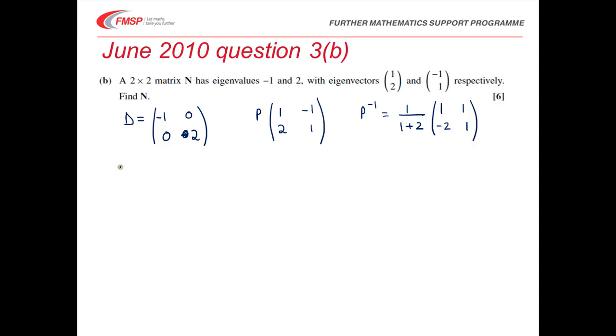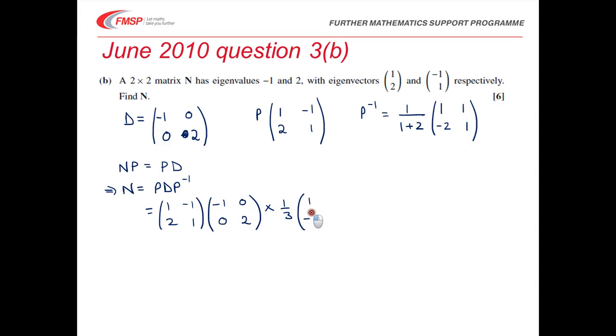And then I know that my matrix times the matrix of eigenvectors is the same as the matrix of eigenvectors multiplied by the diagonal matrix of eigenvalues. And that gives me that n is equal to P D P inverse, which I'm now going to calculate. So P is 1, 2, minus 1, 1. D is minus 1, 0, 0, 2. And P inverse is 1/3, 1 minus 2, 1, 1.